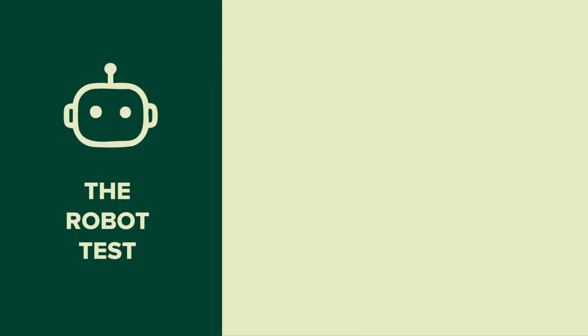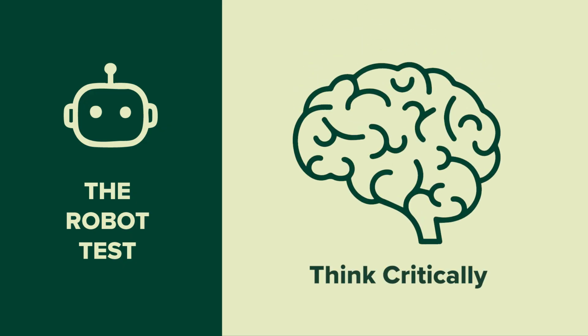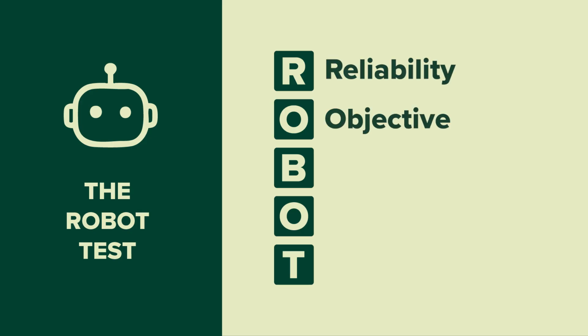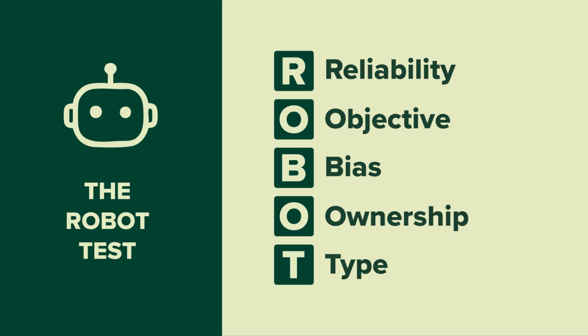One helpful way to evaluate AI output is by using the ROBOT test. This is to help you think critically about AI-generated information. ROBOT stands for reliability, objective, bias, ownership, and type. Let's walk through how you can apply this test to an AI response.